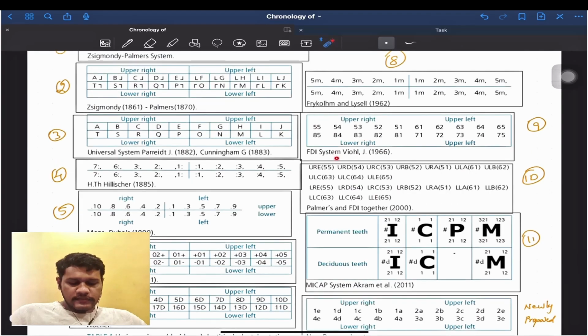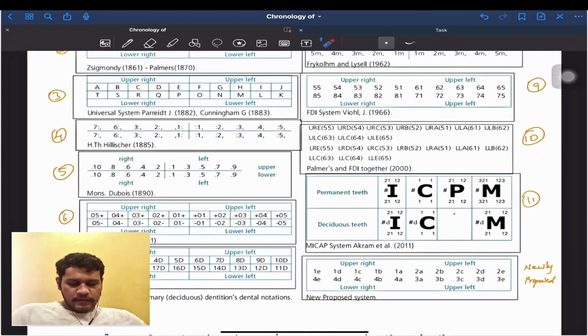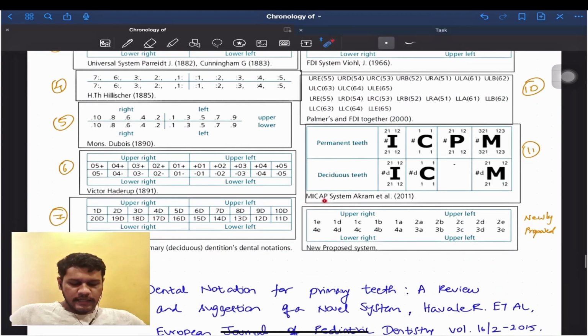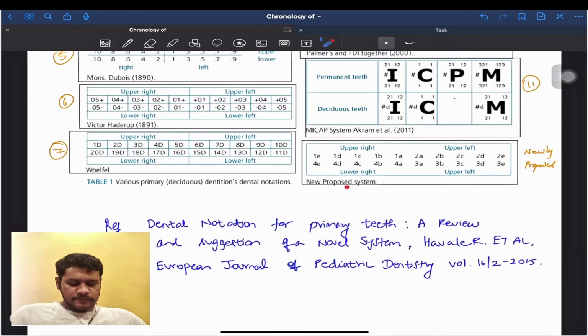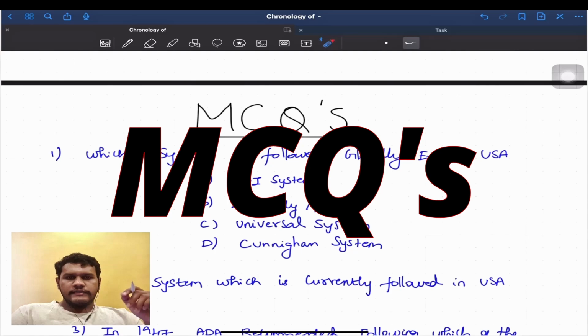This is the FDI system given by Viohl. We saw this, and then the Palmer and FDI together, the MECAP system given by Akram et al. This is the new system they proposed in this article by Avale et al. Let's see the MCQ part.